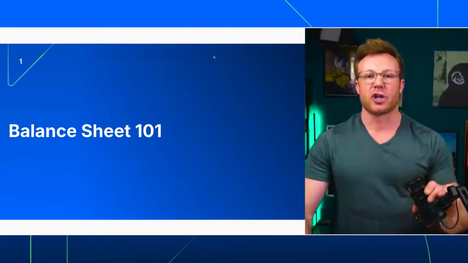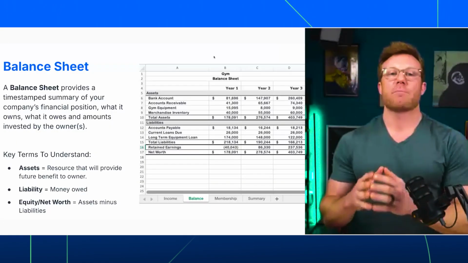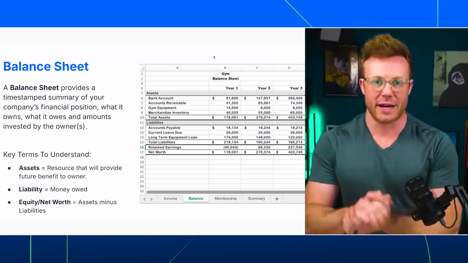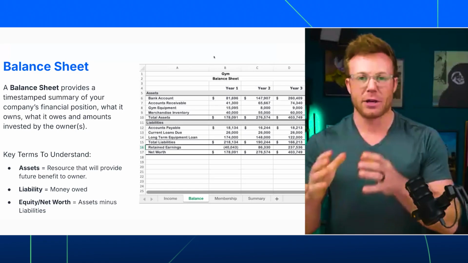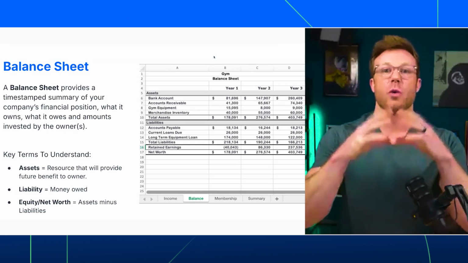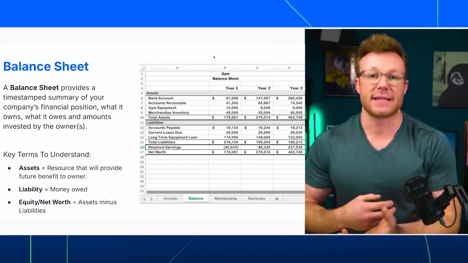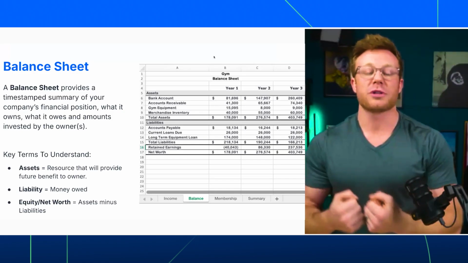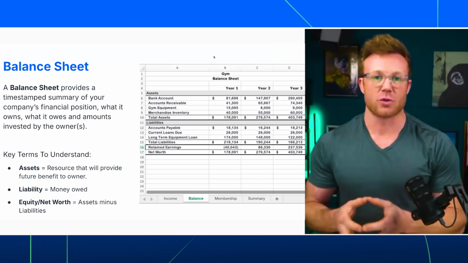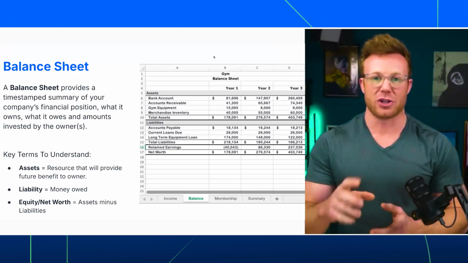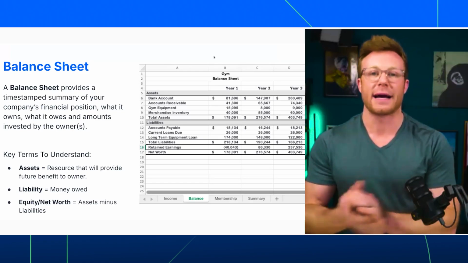In this last part here, we're really wrapping up with the balance sheet 101. A balance sheet provides you this time-stamped, documented summary of where your gym's financial position sits. It simply looks at what it is that you own, what you owe, and any money that's invested by the owners. It'll ultimately end up showing what your equity in the business, or the net worth of the business, is. Now, we've got a couple definitions we're going to dive into at a deep level, but just a quick high level overview.